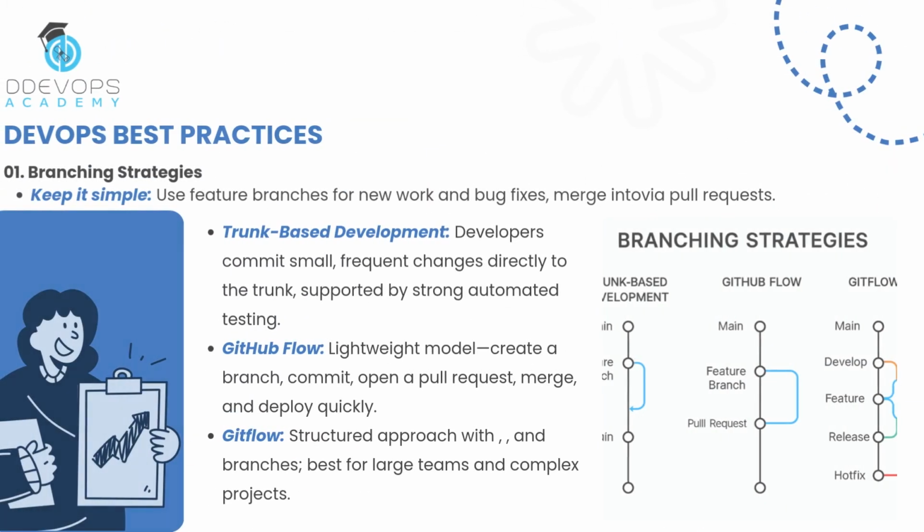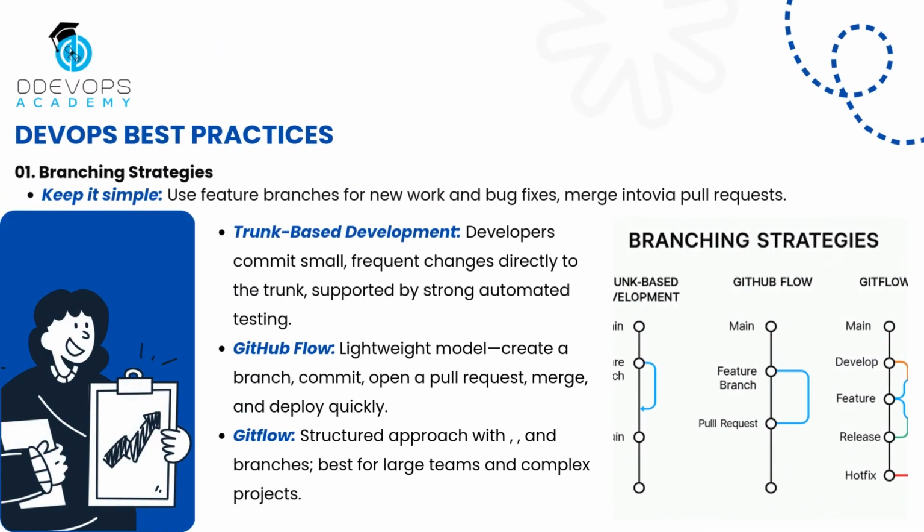Let's explore 3 powerful branching strategies. Trunk-based development keeps things simple. Developers commit small, frequent changes directly to the main branch, backed by automated tests. GitHub Flow is lightweight. Create a branch, commit, open a pull request, merge, and deploy quickly. And for larger teams, GitFlow offers structure with dedicated branches for features, releases, and hotfixes. Choose the strategy that fits your team's size, speed, and complexity.